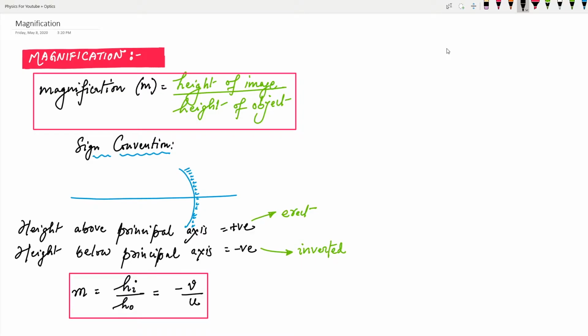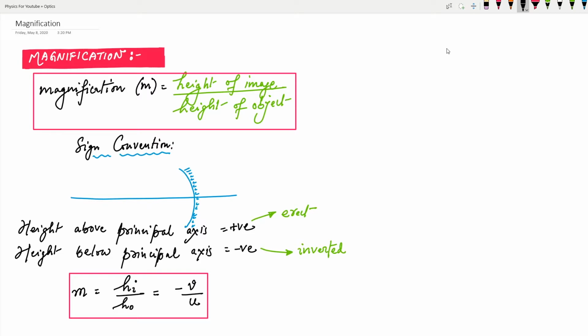Now we'll be looking into magnification. We have gone through the concept of magnification earlier, but a little bit of concept is still left, so we'll be discussing that and wrap up the concept of magnification here. Magnification is given by small m is equal to height of image divided by height of object. That is, we are comparing the height of image to the height of object, whether the image is getting bigger or smaller. That's what magnification actually is.